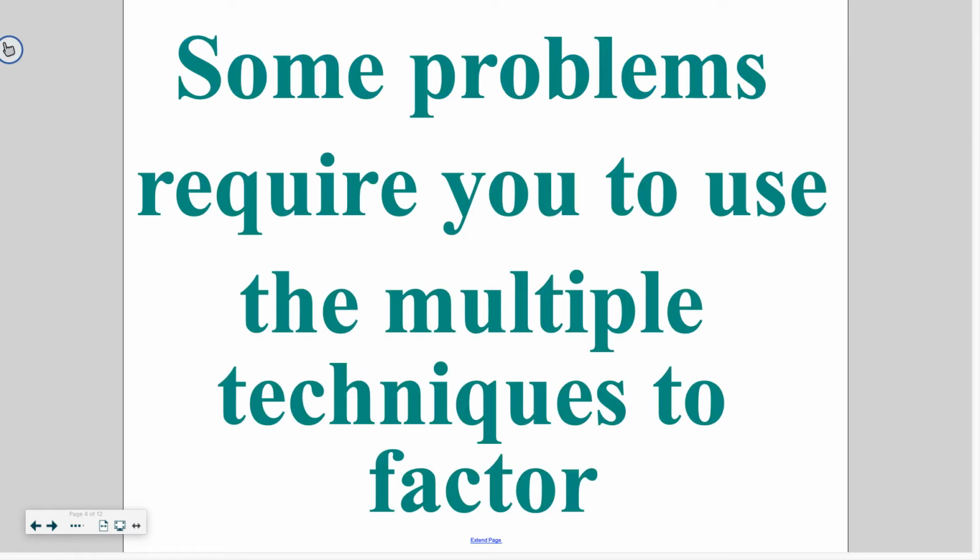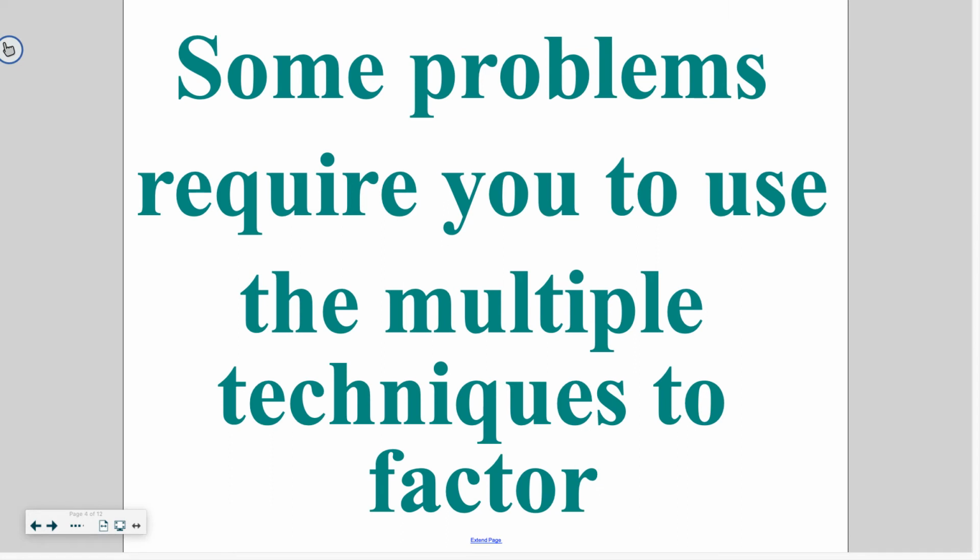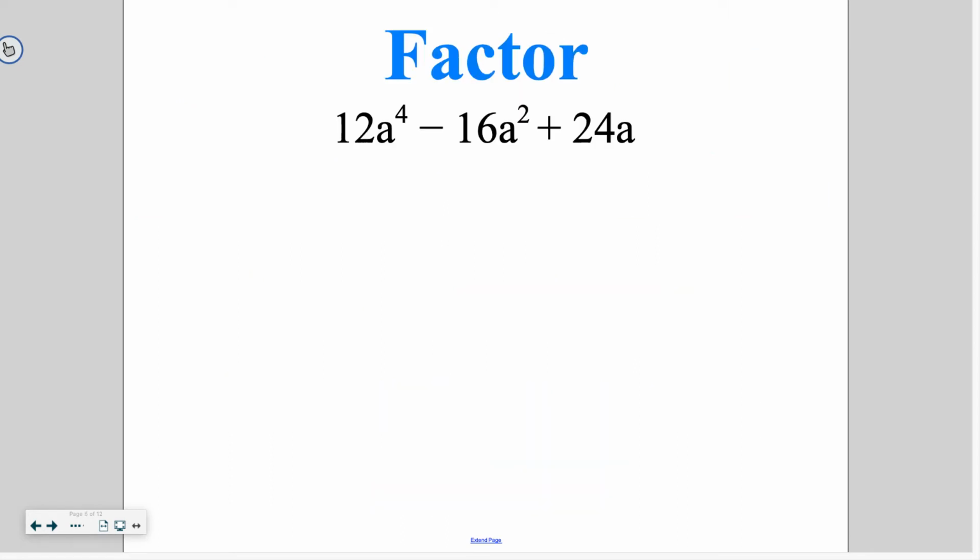Some of the problems will require you to use more than one technique. So you might have to take out a greatest common factor and then do a perfect square trinomial. Or you might have to do a difference of squares and then do it again. So it does not mean just because you have done one of these things that you are done with the problem. You might have to do more than one step to complete a problem.